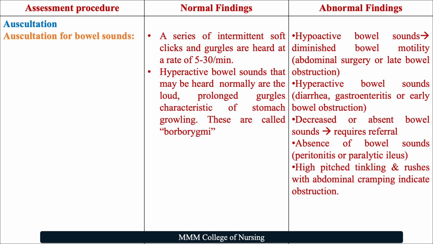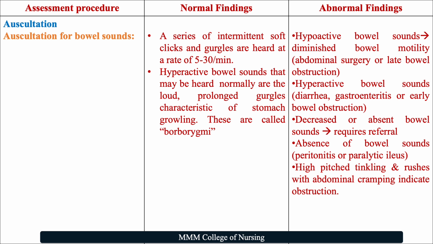In auscultation, initially we'll auscultate for bowel sounds. The normal findings are a series of intermittent soft clicks and gurgles heard at a rate of 5 to 30 per minute. Hyperactive bowel sounds that may be heard normally are the loud, prolonged gurgles characteristic of stomach growling. These are called borborygmi. In abnormal findings, there can be hypoactive bowel sounds, that is, due to diminished bowel motility.